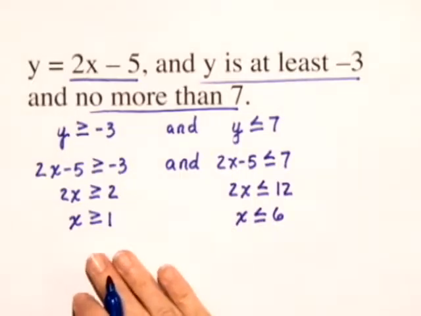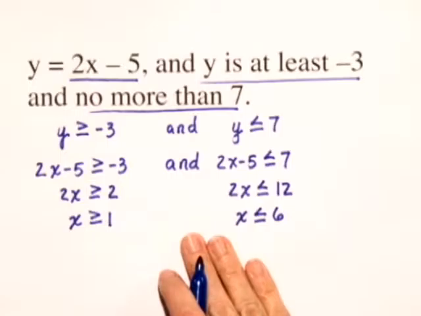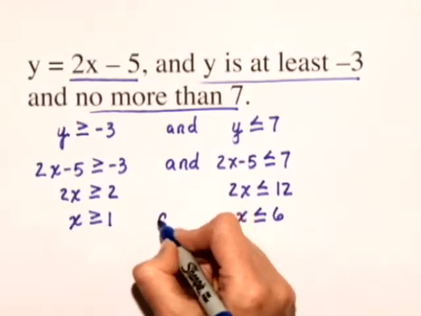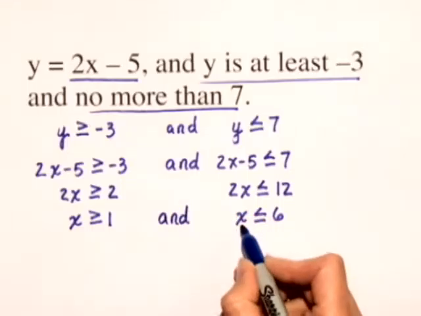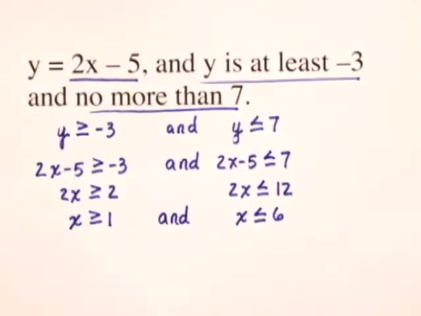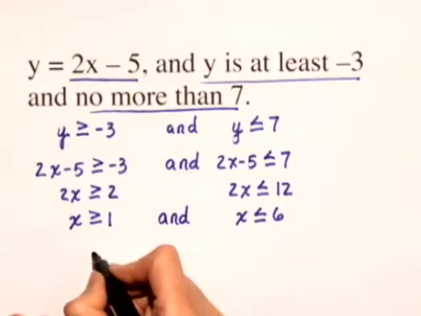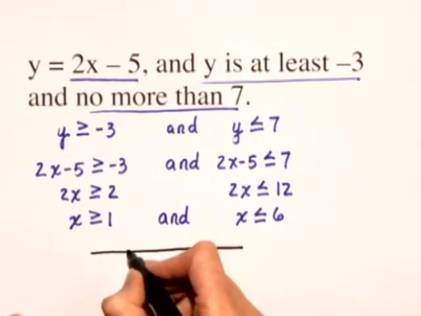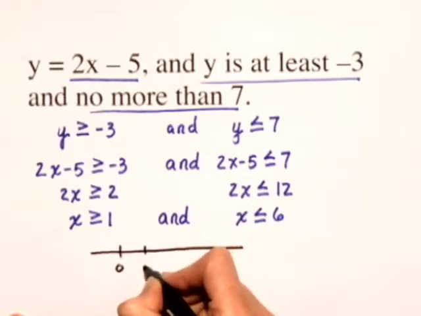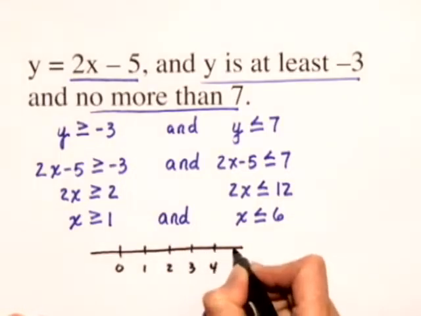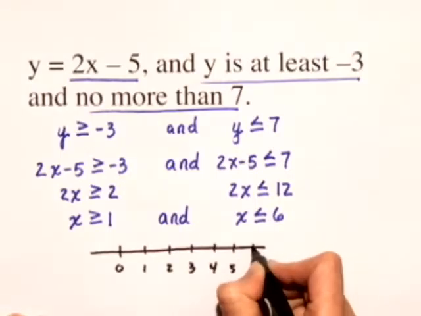Now, we want to make sure that we write this in the correct interval notation. The solution is x is greater than or equal to 1 and x is less than or equal to 6. The and means intersection. So in order to write the interval notation, I like to sometimes put it on a number line just to see what it looks like. So we have 0, 1, 2, 3, 4, 5, and 6.